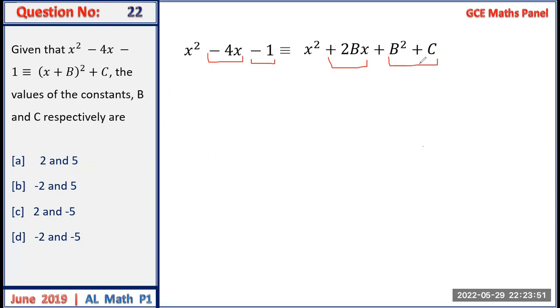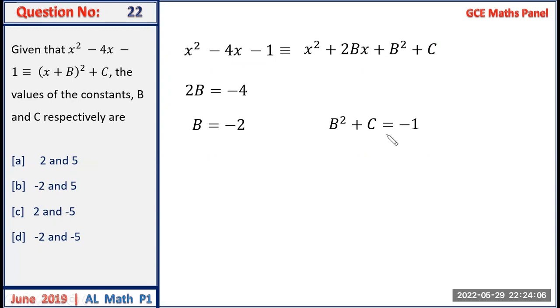So we can solve for b, which is minus 2 already, and then we get c as well. So we solve by equating coefficients. This is an identity. So 2b equals minus 4, b equals minus 2. And b squared plus c is equal to minus 1. b squared should be 4. So 4 plus c equals minus 1. And c should be equal to minus 5.